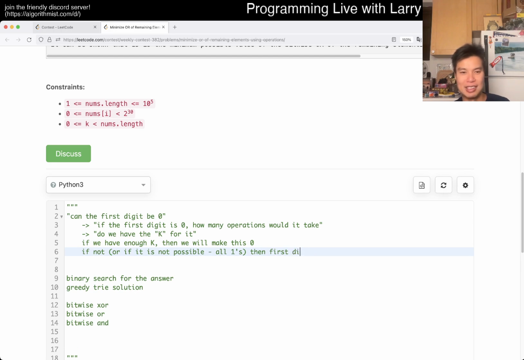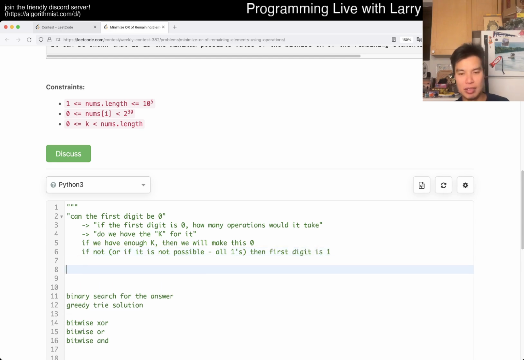And now that we figure out one digit, what do we do? Well, now we figure out the second digit, right? Can the second digit be 0? And this is the same idea, right? Except now, and that was kind of the way that I was thinking about it during the contest, but I was just missing one idea, which we'll go over in a sec. But this is the core idea about this type of problem in general.